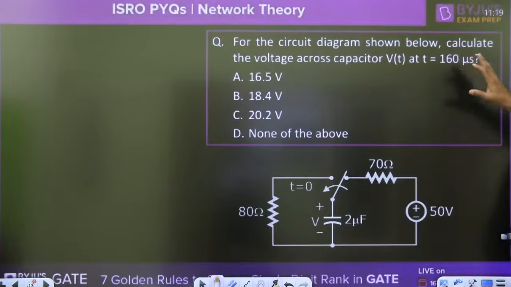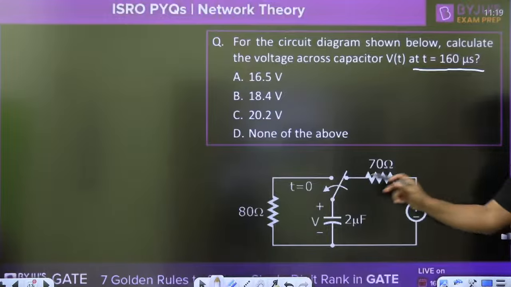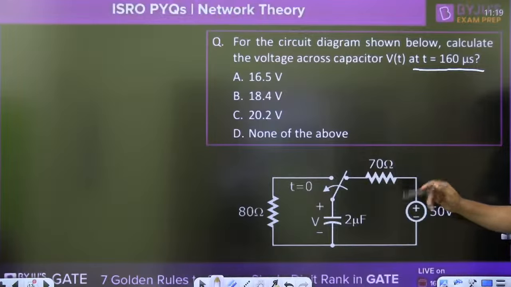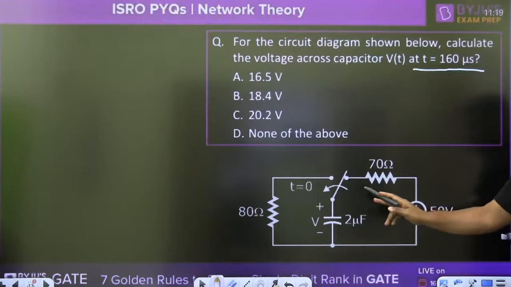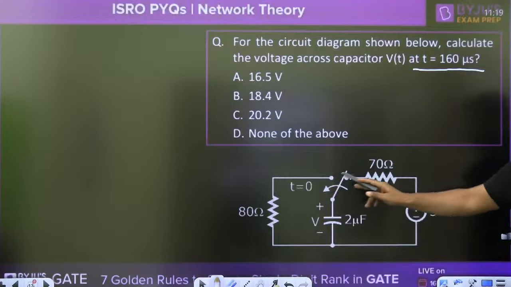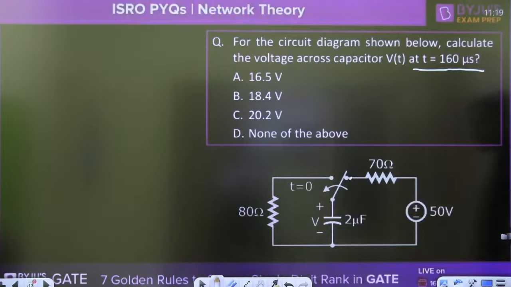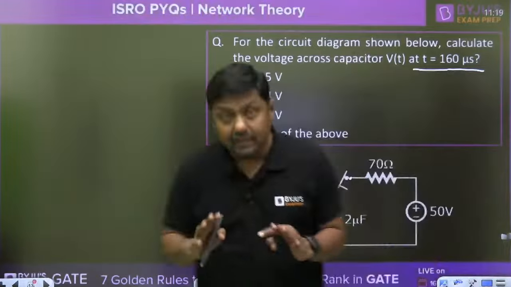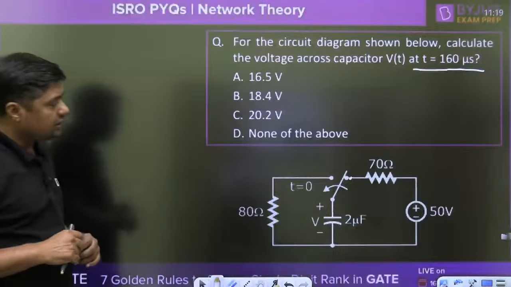For the circuit diagram shown below, calculate the voltage across the capacitor V(t) at t equal to 160 microsecond. Now, when it is written, what about the arrow? This is the arrow. Nothing is given in the question. Normally, this type of question: exactly at t equal to 0, the switch will move from this position to this position. Suppose this is position B, this is position A. The switch will move from position B to position A. That is the information from the diagram. It is not written, but you can find the information.